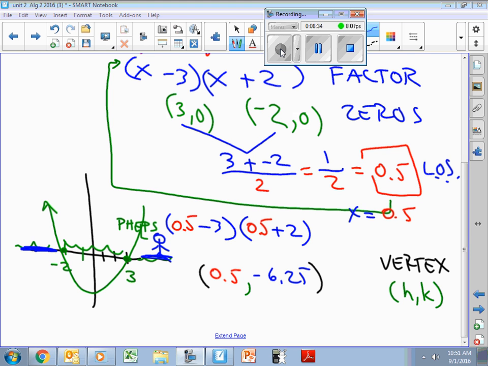Okay. The vertex, which is the lowest point. I'm putting it here. My picture's off, but I'm still going to do it. The vertex is this 0.5, and the negative 6.25, which again, it's a bit off, but for the purposes. What does that vertex represent?